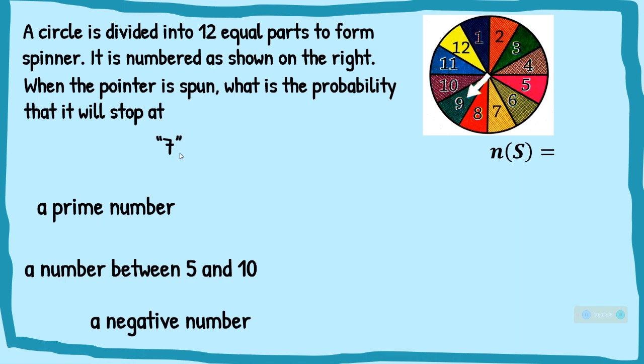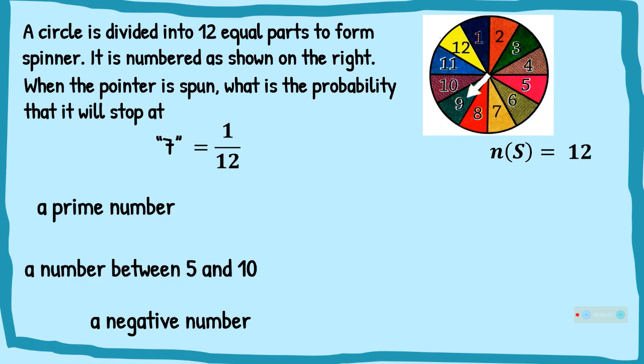For us to answer the probability that it will stop at 7, let us have first the sample space. We all know that the sample space here is 12. As you have seen, we have numbers 1 to 12, and the spinner or the circle is divided into 12 equal parts. That's why the sample space is 12. Obviously, we only have one piece of number 7 here. So the probability that it will stop at 7 is 1 out of 12.